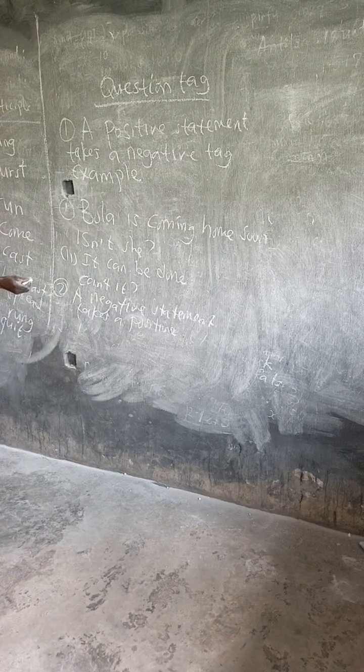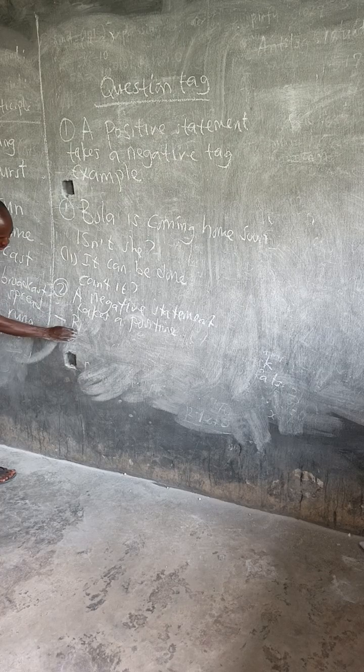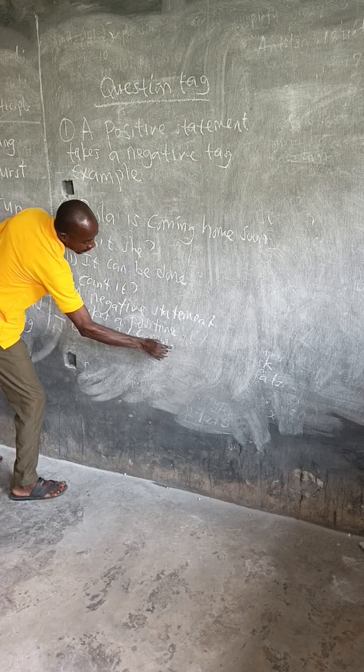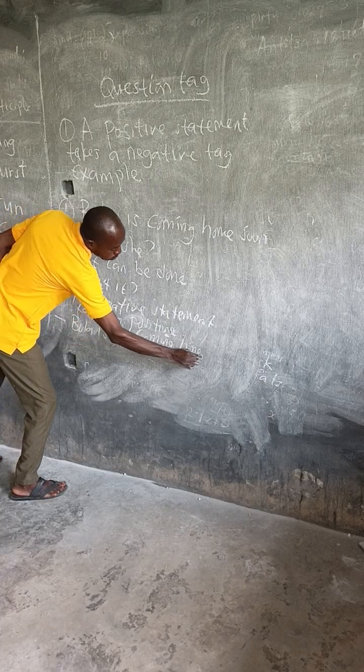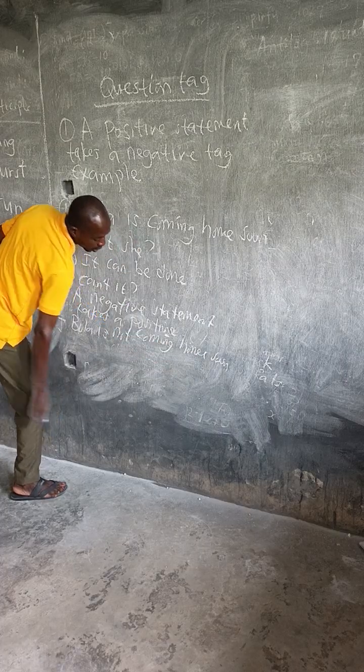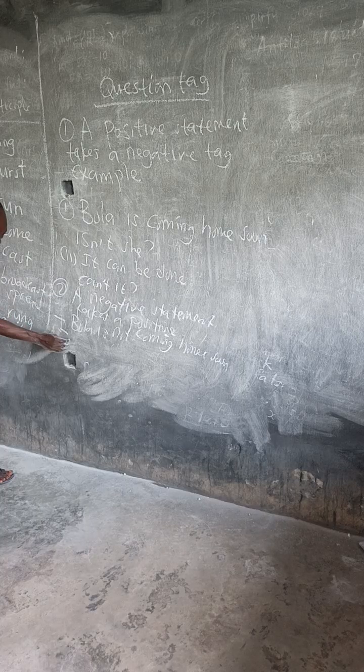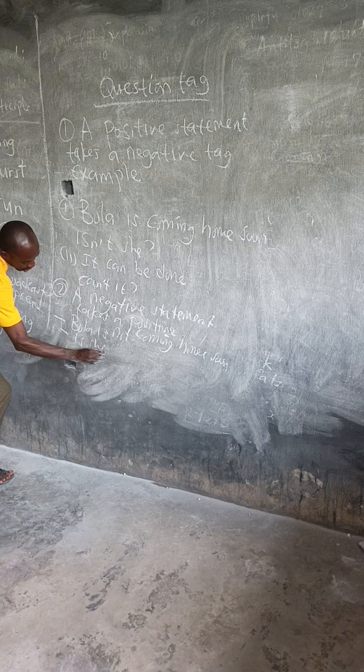So you now go and say, Bola is coming home soon. The same example. Bola is not coming home soon. Okay? That's not coming home soon. So the tag will now be what? Because this one is negative, the answer will now be what? Is she? That's what you have there.